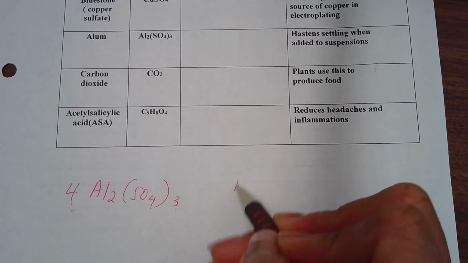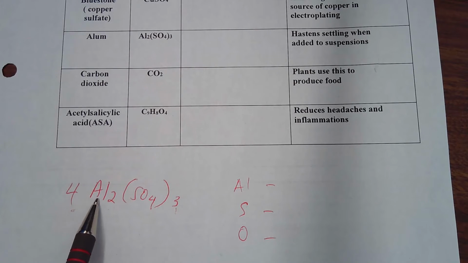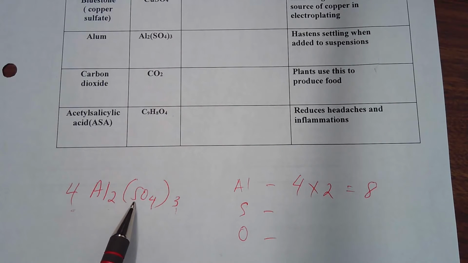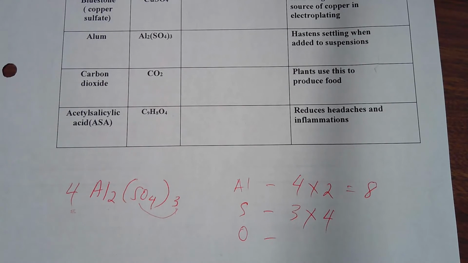Okay? So let's do a quick count. You have elements aluminum, sulfur, and oxygen. That's it, right? So let's do a quick count of aluminum. How many aluminum do we have? 8. You see this number 2? It's only attached to aluminum. That's it. So 4 times 2, right, is 8. How many atoms of S? Now, sulfur has 3 times 4, because the 4 is attached to every single thing. So this is 12.